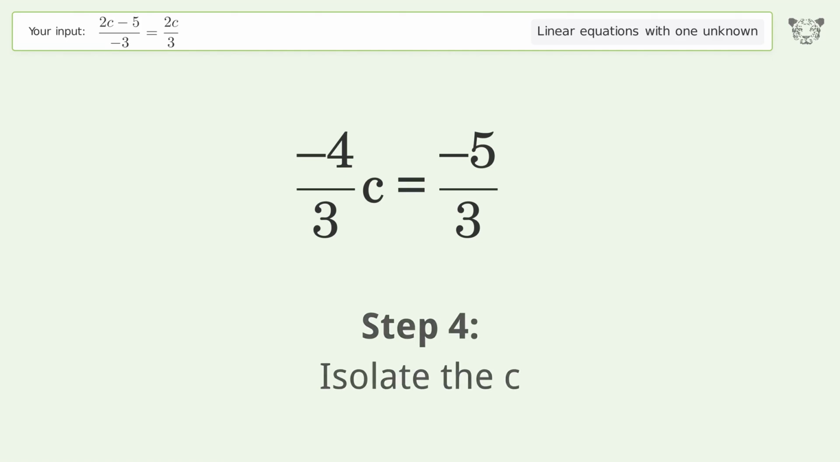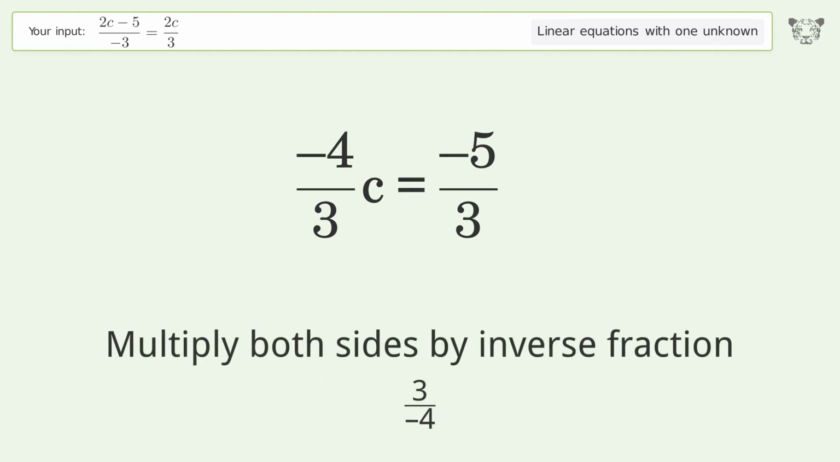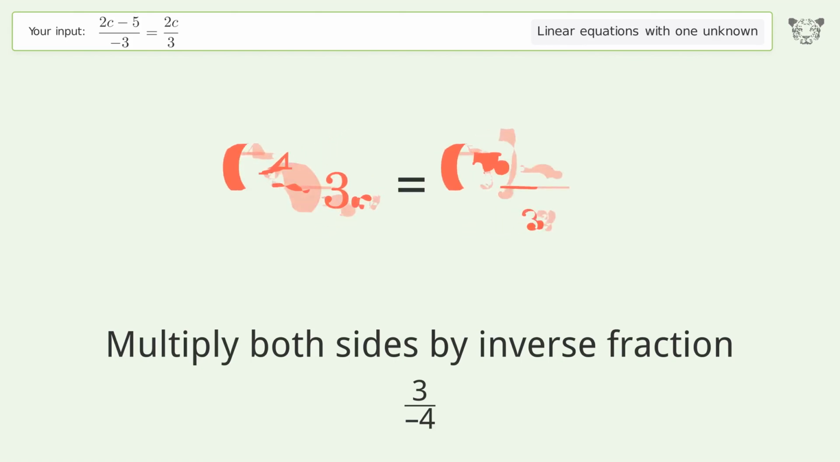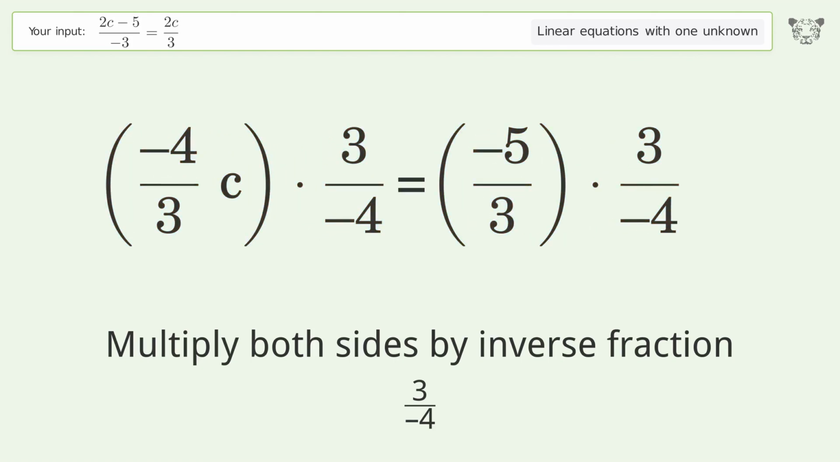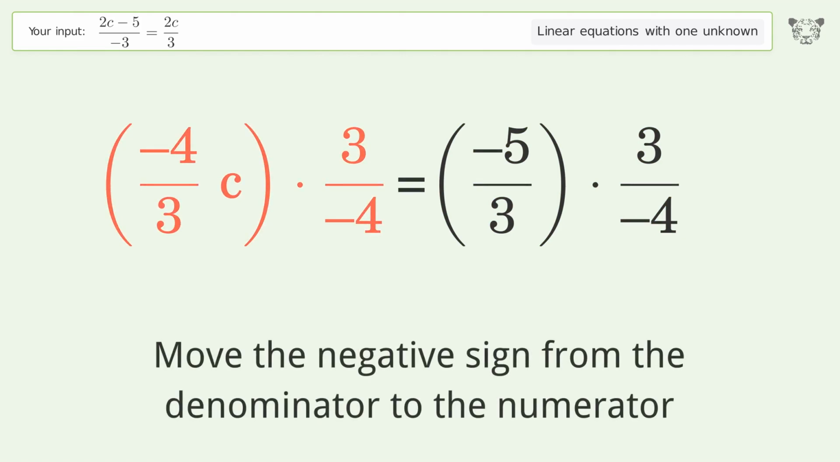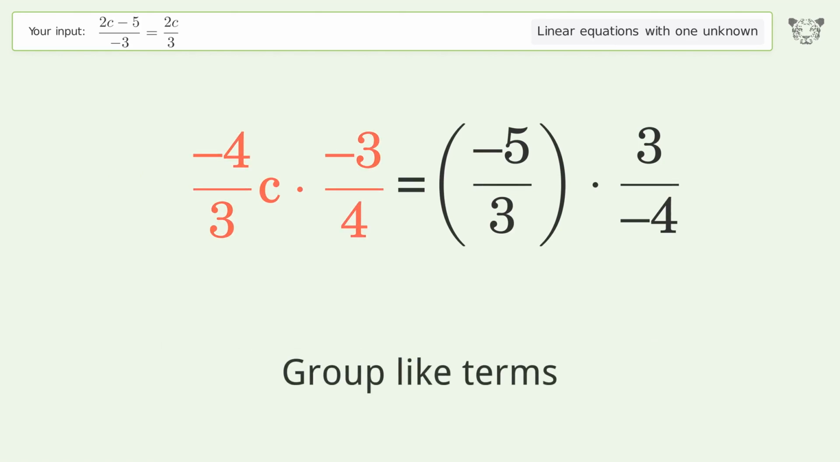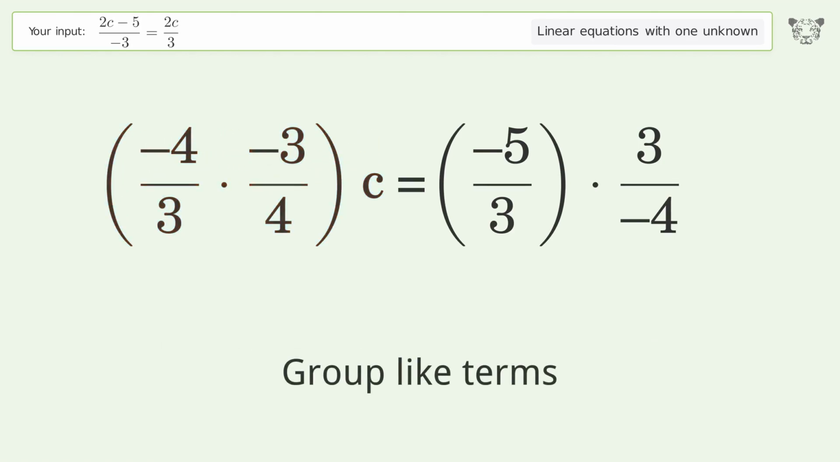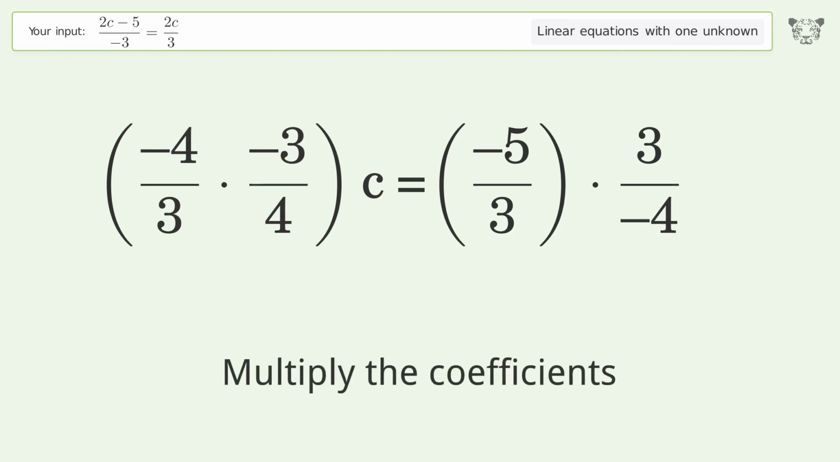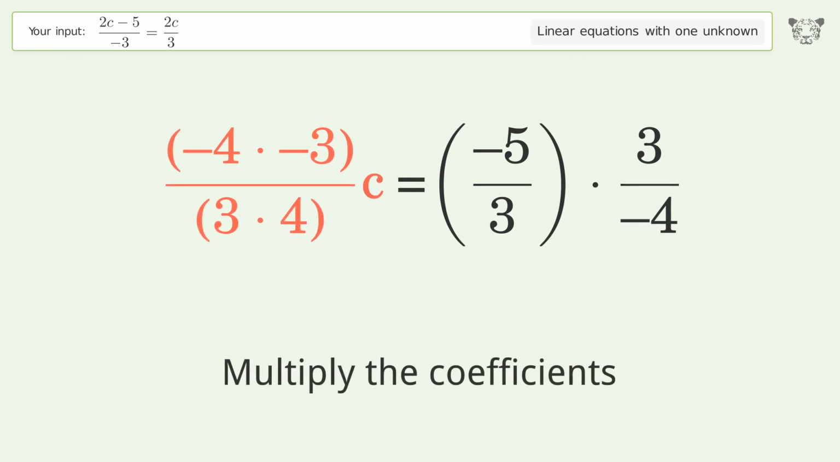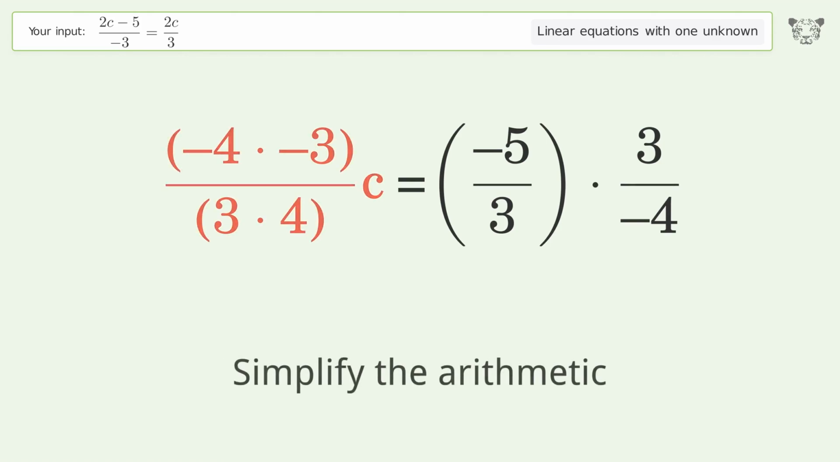Isolate the c. Multiply both sides by inverse fraction 3 over -4. Move the negative sign from the denominator to the numerator. Group like terms. Multiply the coefficients. Simplify the arithmetic.